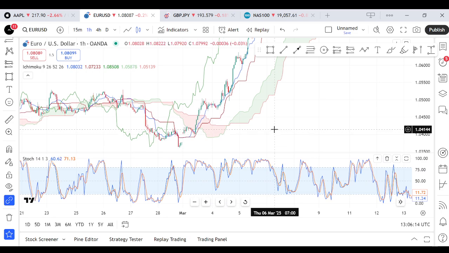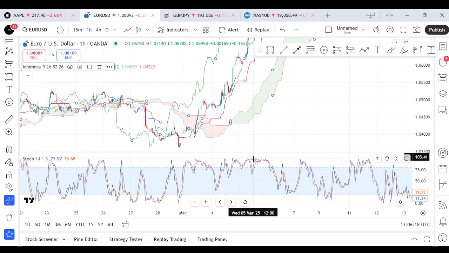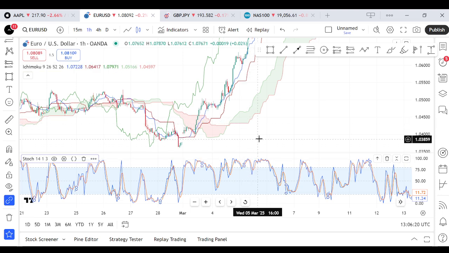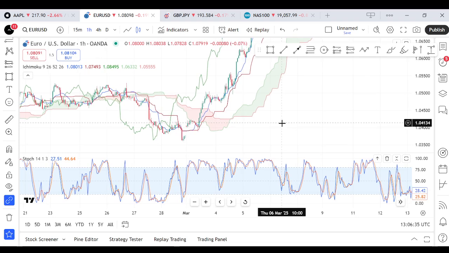So this is the TradingView platform, and I have the Ichimoku Cloud indicator and the stochastic indicator on my chart. So let's get right into it. But the very first step is to explain these indicators before we dive deep into the strategies. So the Ichimoku stochastic strategy is a trading approach that combines the Ichimoku indicator and the stochastic oscillator to identify trends and pinpoint precise entry and exit points.